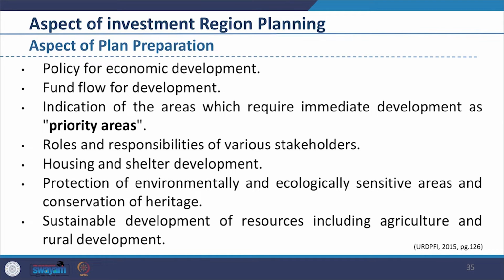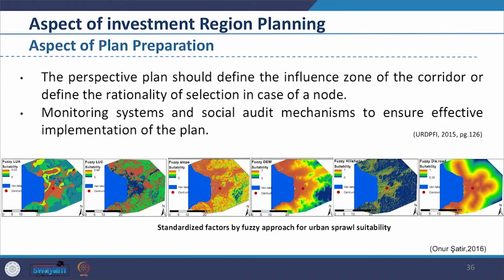Housing and shelter development. Furthermore, protection of environmentally and ecologically sensitive areas and conservation of heritage has to be seen. Sustainable development of resources, including agriculture and rural development, has to be considered. The perspective plan should define the influence zone of the corridor or define the rationality of selection in case of a node. Finally, monitoring systems and social audit mechanism to ensure effective implementation of the plan has to be prepared.